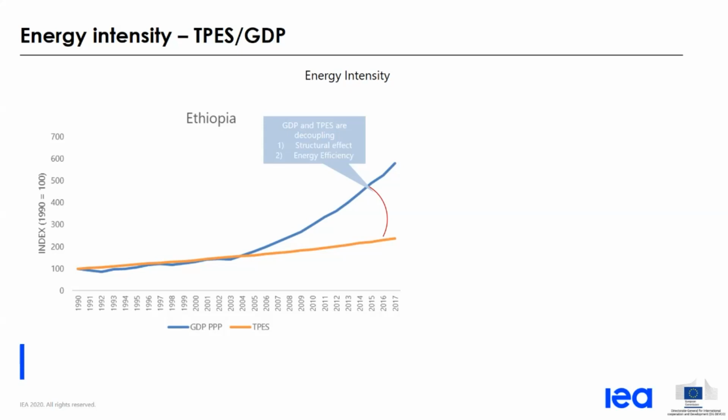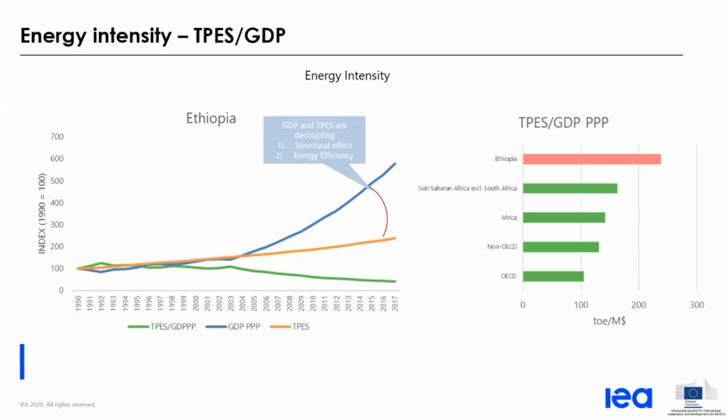What does it mean if they are decoupling this way? That the energy intensity, that is the ratio between them, is decreasing. So in Ethiopia, we see that the energy intensity of the economy since 1990 has been decreasing sharply. Then we can use this indicator, for example, to compare in 2017 different countries. As we can see, Ethiopia has a quite high TPS per GDP compared with other countries, but this includes also solid biofuels, so the use of traditional biomass in the country.